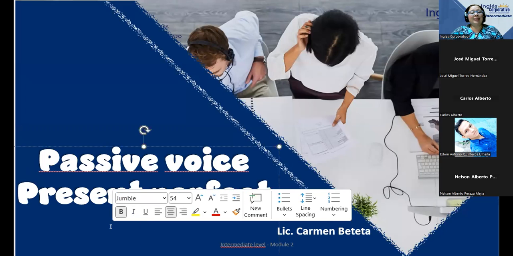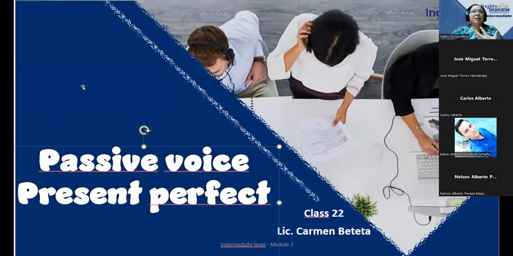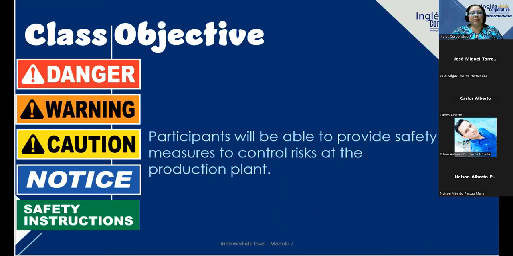And this is a tense that usually becomes confusing sometimes, because we always forget the past participle after the be participle. So we want to practice that to avoid any mistake, right? With the passive voice using the present perfect tense.